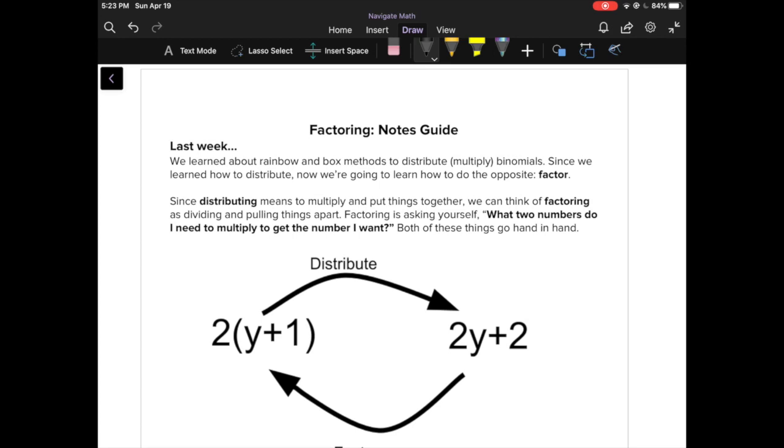Okay, so let's go ahead and get started. Last week, we learned about the rainbow and box method to distribute, which means to multiply binomials. Since we learned how to distribute, we're now going to learn how to do the opposite, which means to factor. Since distributing means to multiply and put things together, we can think of factoring as dividing and pulling things apart. Whenever I think about factoring, I ask myself, what two numbers do I need to multiply to get the number I want? Both of these things go hand in hand.